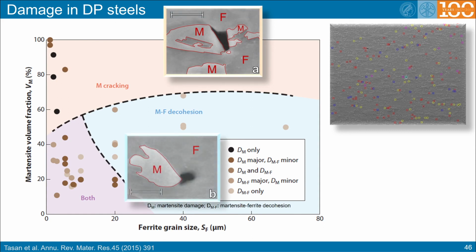When we stay for a moment again in the world of the dual phase steels, then we have compiled here in this overview paper the martensitic volume fraction plotted against the ferrite grain size and compiled then the corresponding damage mechanism in these different areas, which can be either martensite cracking, which then leads to a fracture that is carried into the ferrite material, or martensite ferrite decohesion, as shown in this picture. And in this region you can get both depending on your underlying microstructure. So this is kind of a classification scheme that gives you a rough direction how your material will respond.